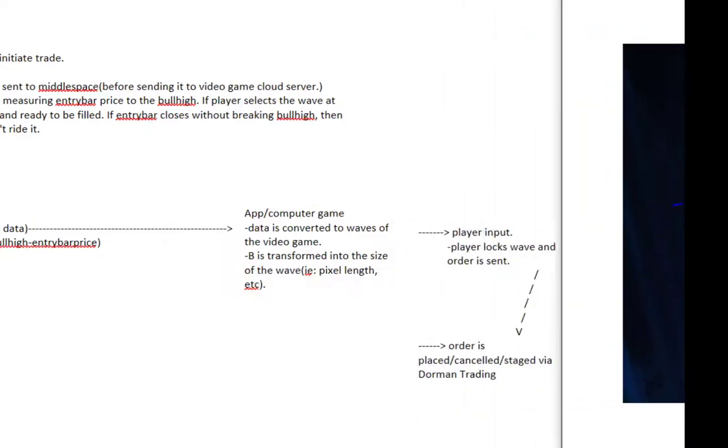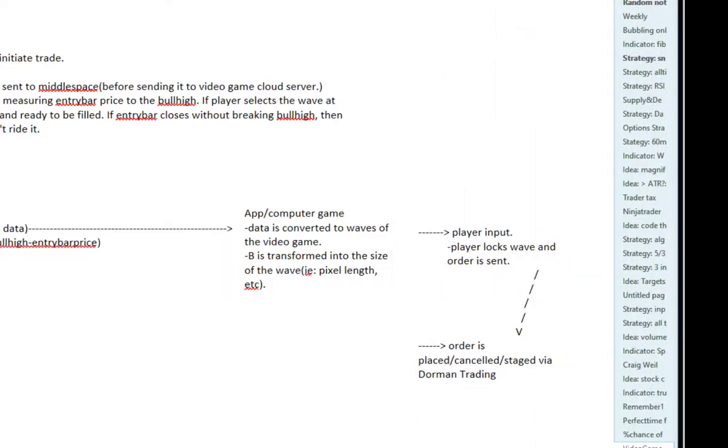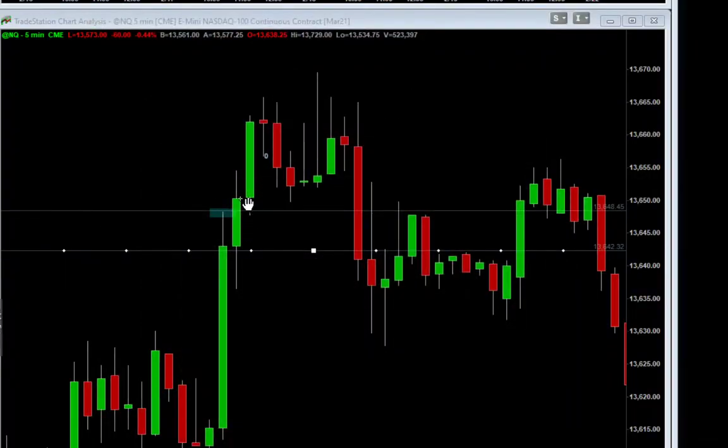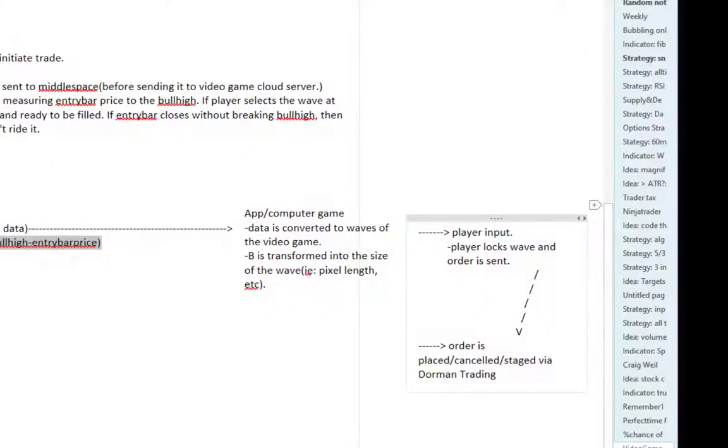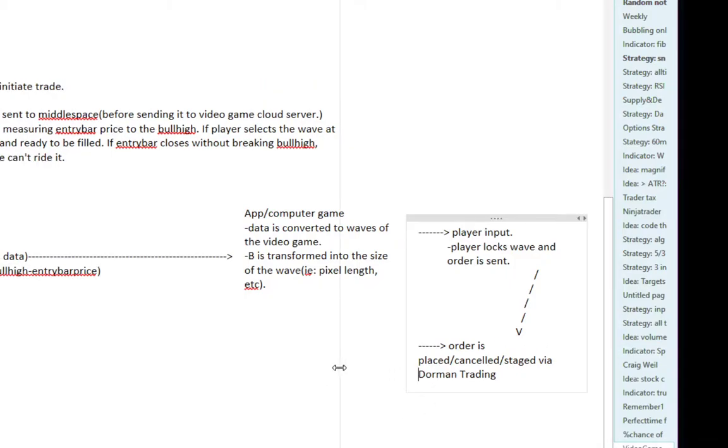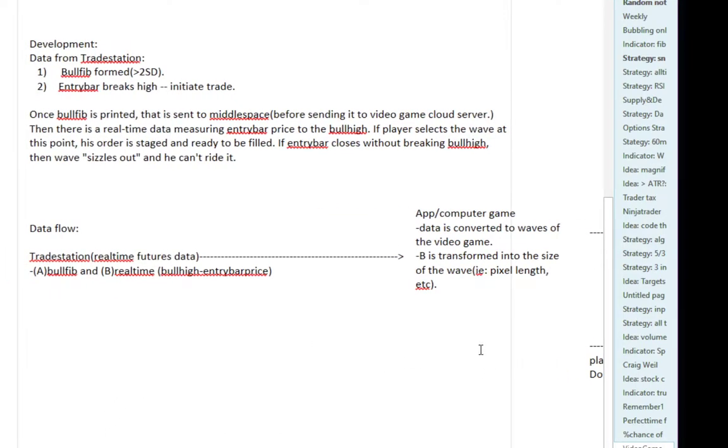Now, once the player has the wave selected, the order is sent and staged to dormant trading, and a stop market order would be placed on the bull high. And if the bull high is broken, they are immediately filled, and then this data that they are filled is going to convert right back into the video game, okay?